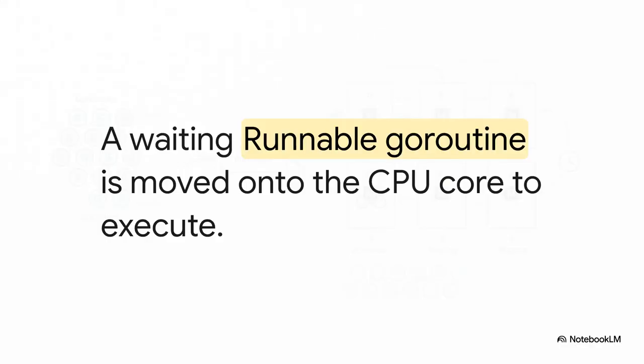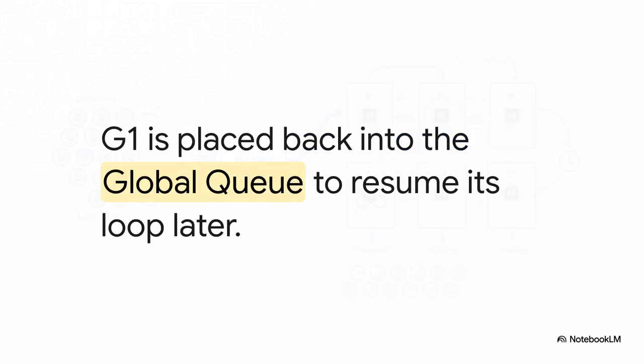And this brilliantly illustrates what happens next. With the CPU finally free, the runtime executes a totally seamless handoff. A waiting, runnable goroutine, like our starved G2 from earlier, is instantly moved out of the local run queue and onto the CPU core to execute. The gridlock is definitively broken, the bottleneck clears, and your application resumes processing actual, useful work. But what happens to G1?